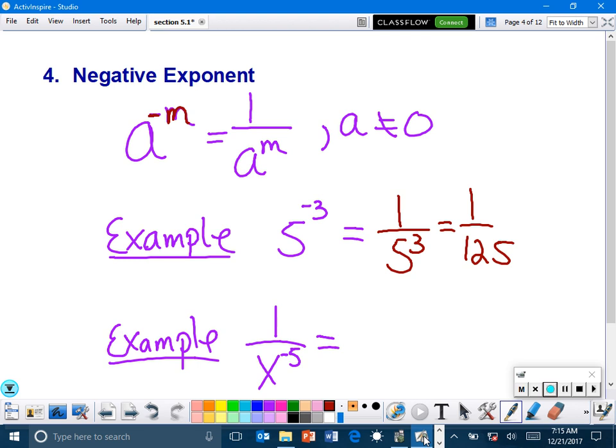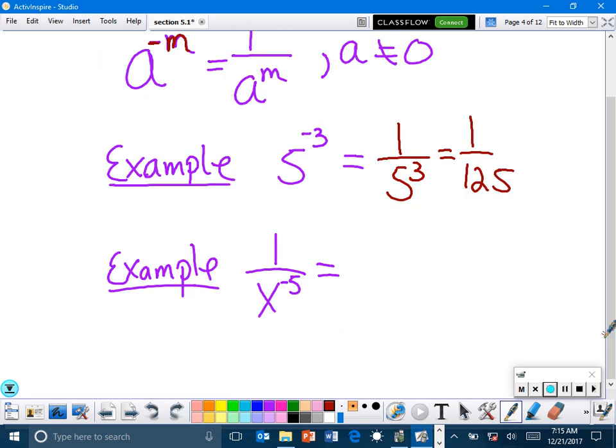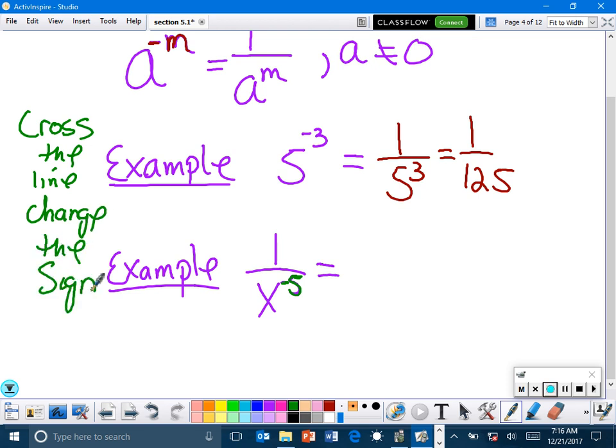All right, so in this example, you will notice that the exponent is in the denominator and it's negative. Here's a little saying: cross the line, change the sign. Let me write that. Cross the line, change the sign. So this one, I'm going to bring it up, so it's going to be x to the fifth power. Cross the line, change the sign.